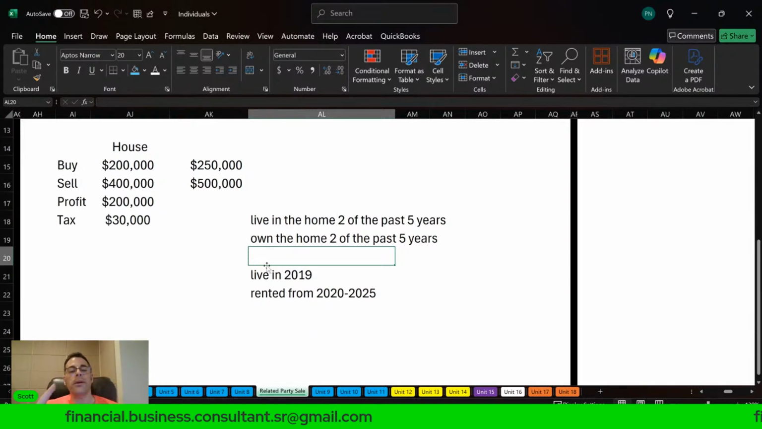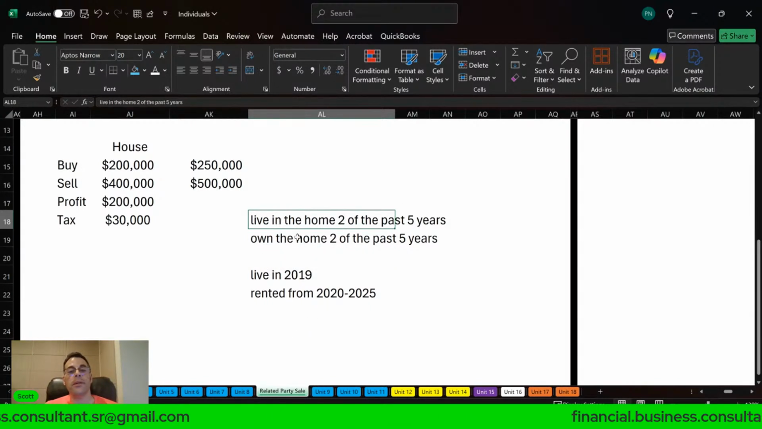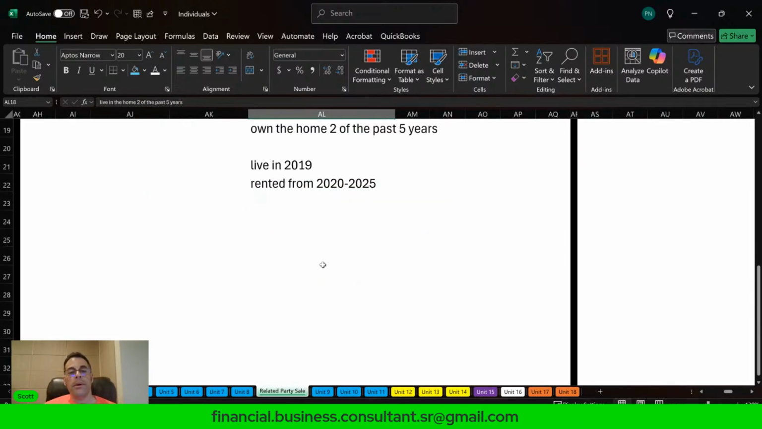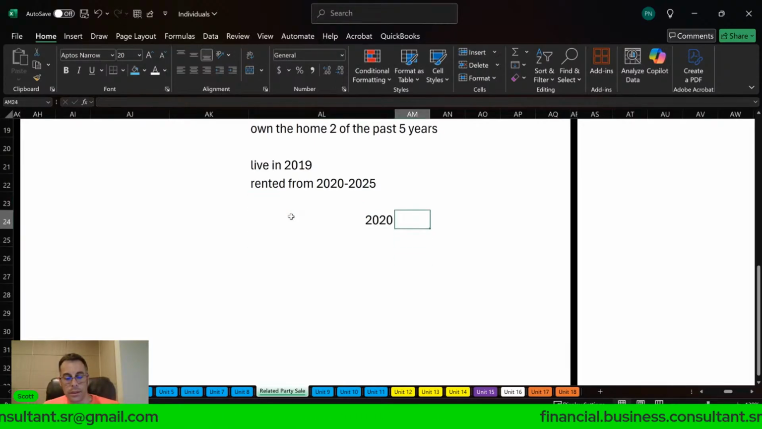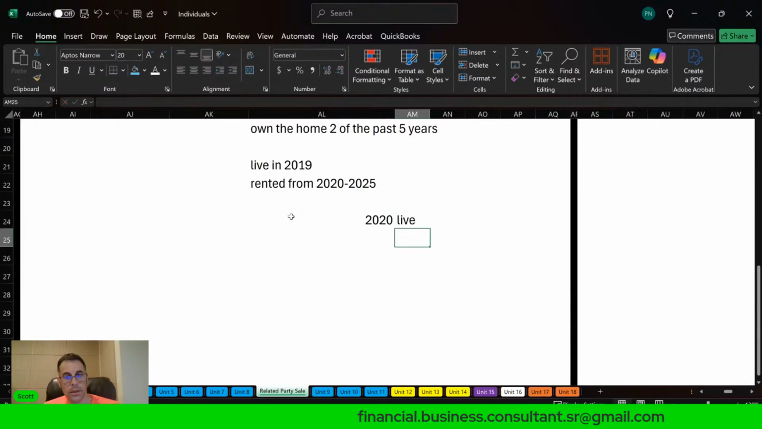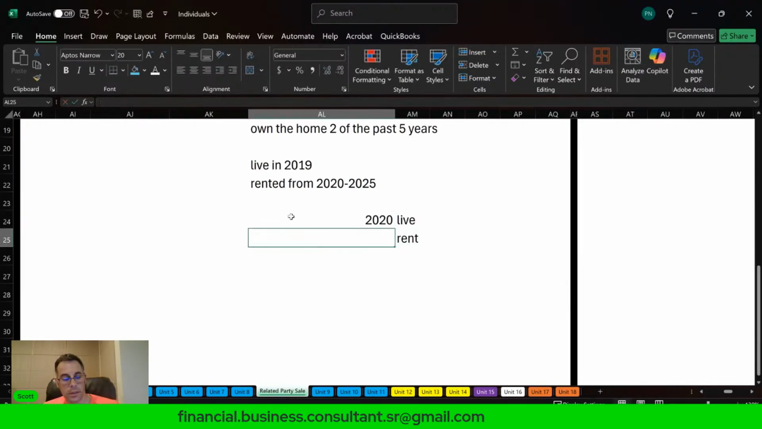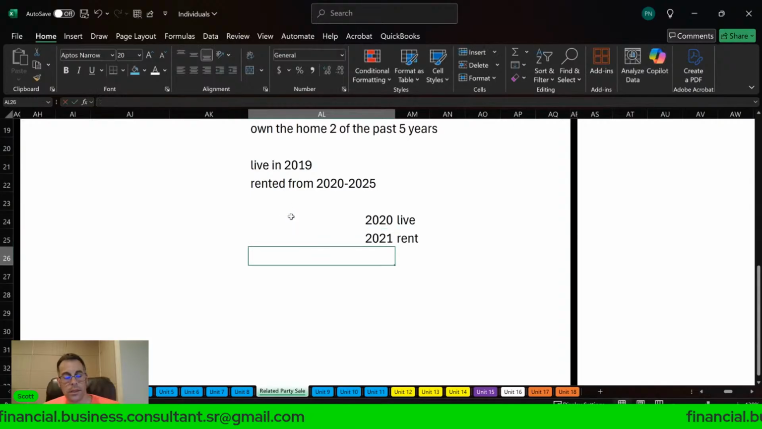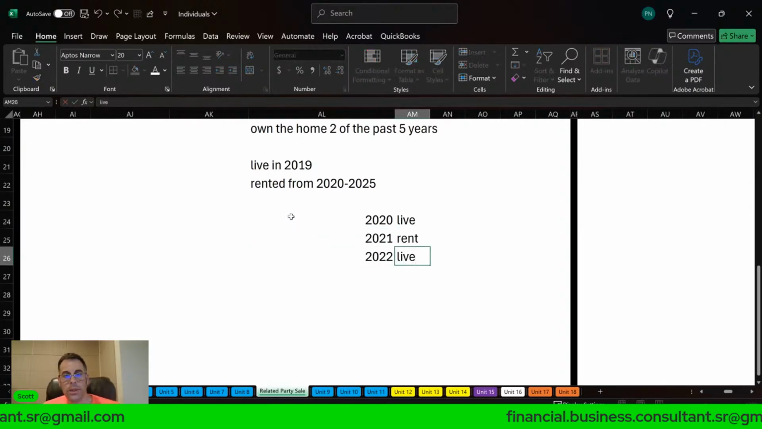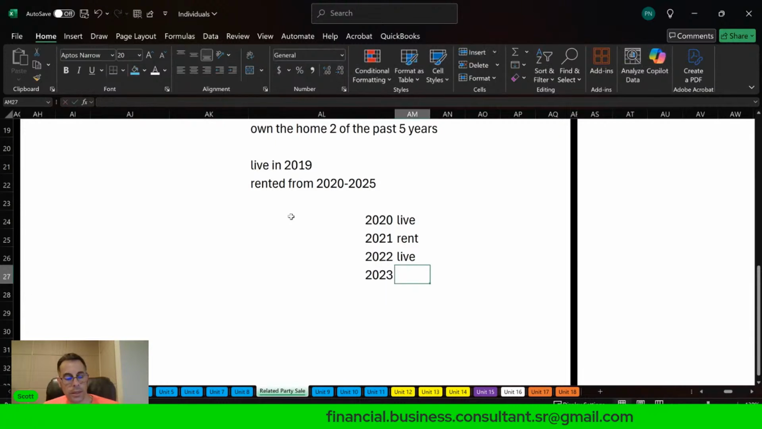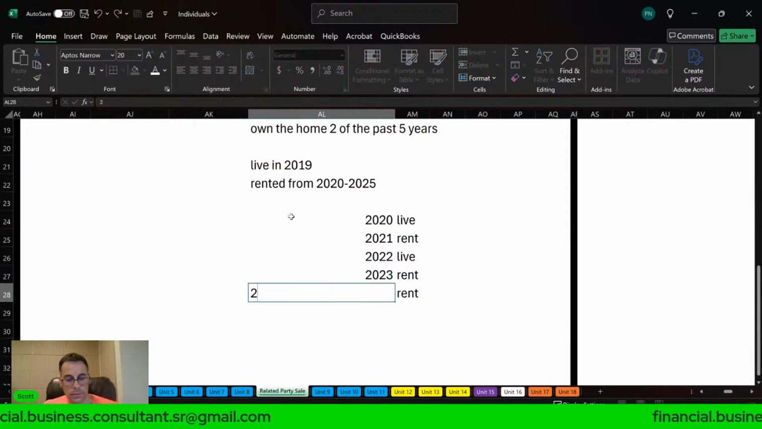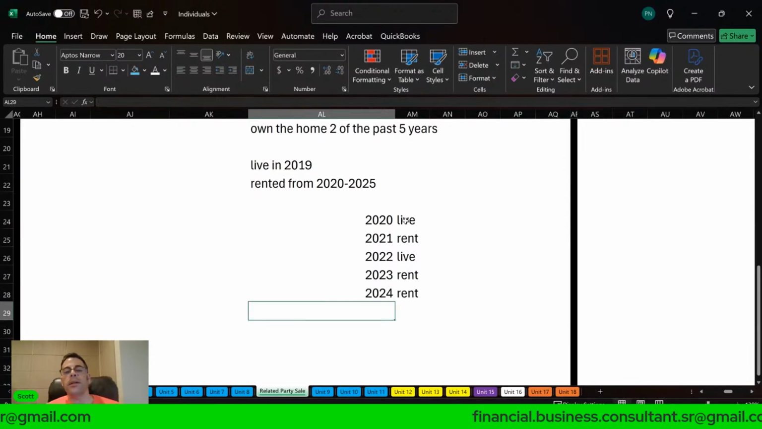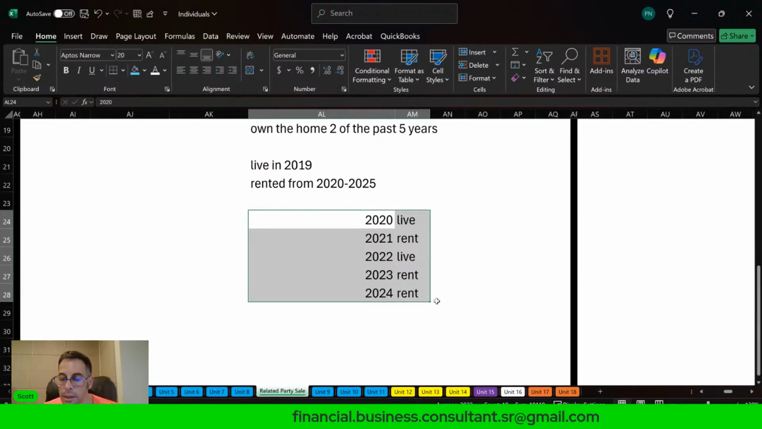You have to live in the house 2 of the last 5 years. It doesn't have to be 24 consecutive months. For example, you could live in a house in 2020 and rent it for 2021. You could live in it in 2022, then 2023 you rent, in 2024 you rent. So in the past 5 years, if this is the situation, you're fine.